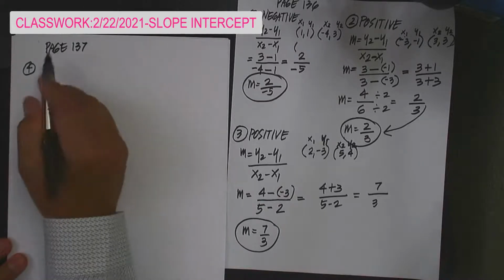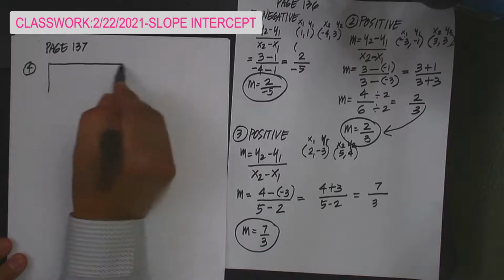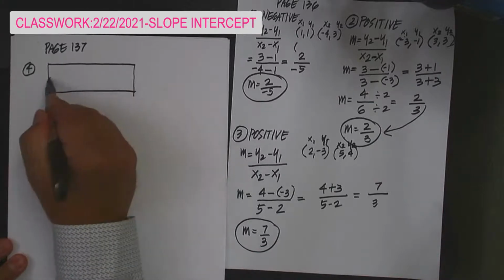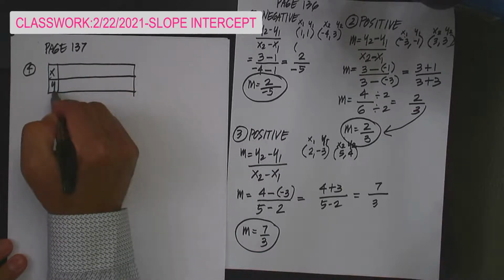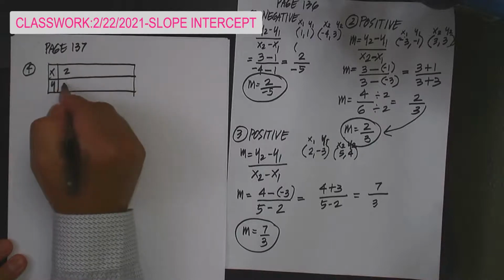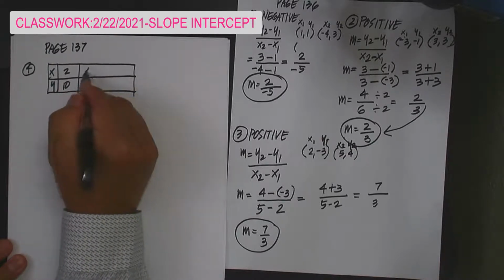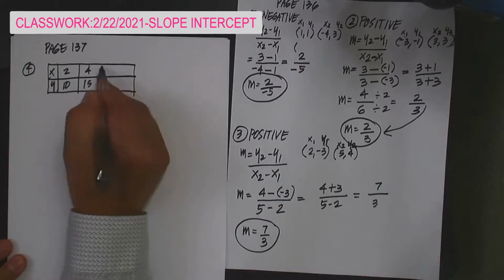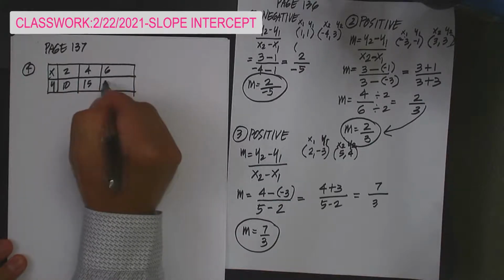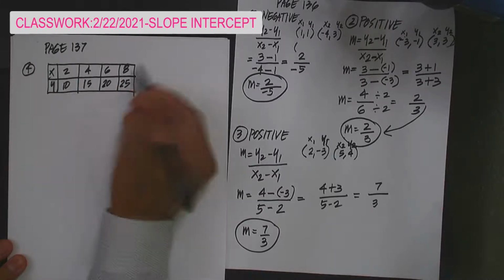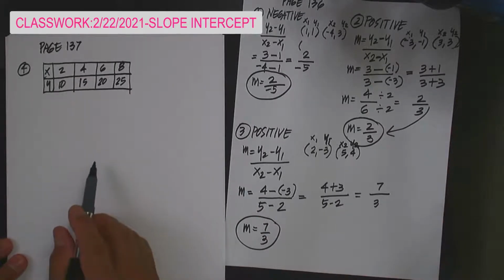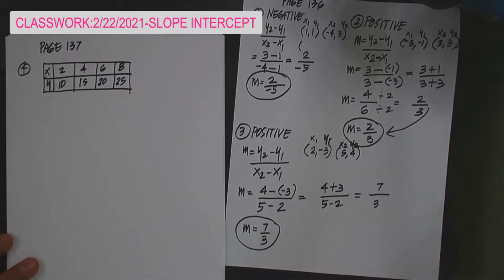These are the graphs that you have. So this one. Here, this is your x and this is your y. You have 2 and 10, and then 4 and 15, and then 6 and 20, and then 8 and 25. Now, it says here, the points represented by the table lie on a line. How can you find the slope of the line from the table? What is the slope of a line?